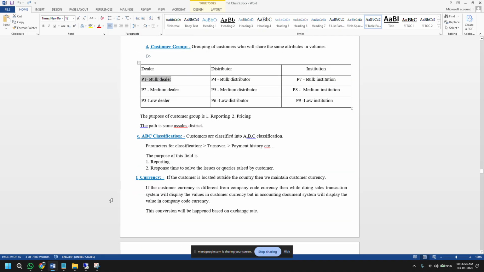Now, basic classification currency. This is not that important, but this currency is important: the currency which comes in your sales order. As I said, you must have seen when we configured the sales org, there also we had some currency. Same here, the customer has its own currency. So when you are placing an order for a particular customer, that currency comes into the picture.